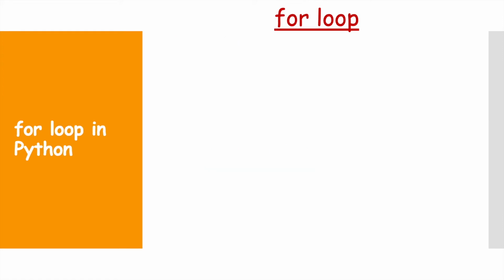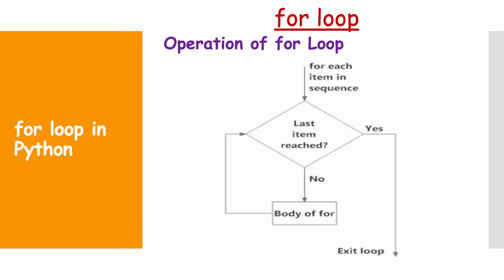Now let's see the flow diagram of the for loop, how the for loop operates. So here in the beginning of the for loop, for each item in the sequence, you're traversing the sequence, remember. So you're checking, has the last item been reached? If no, then you're again going to execute the body of the for loop, and if yes, then simply exit the loop.